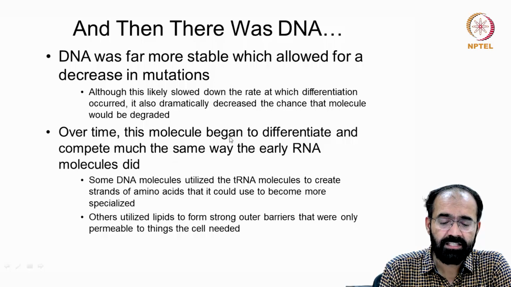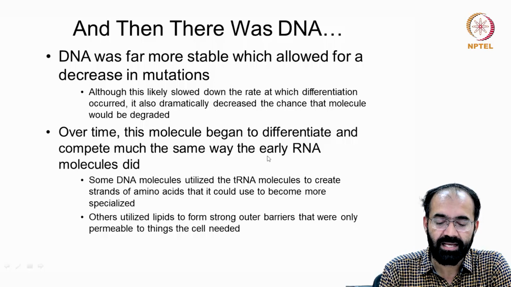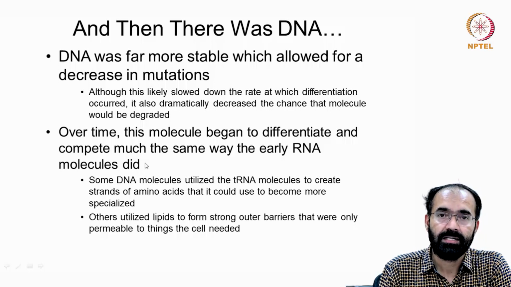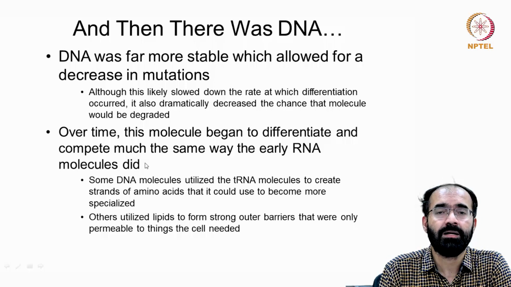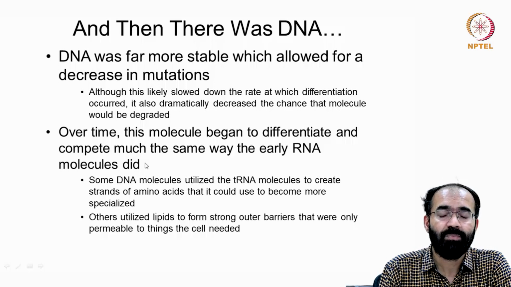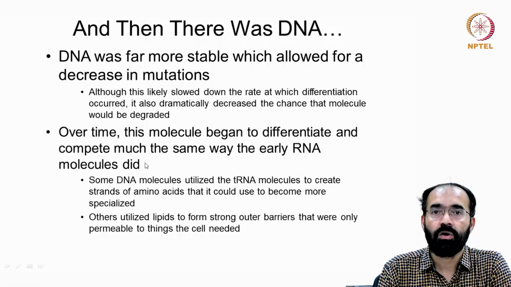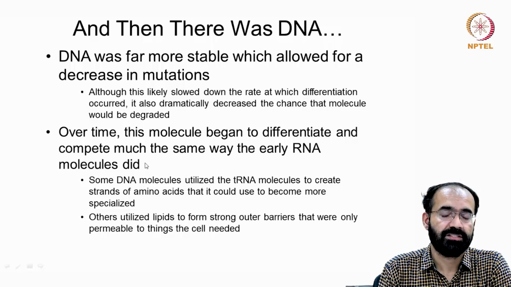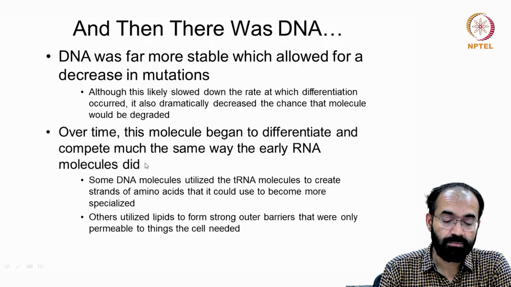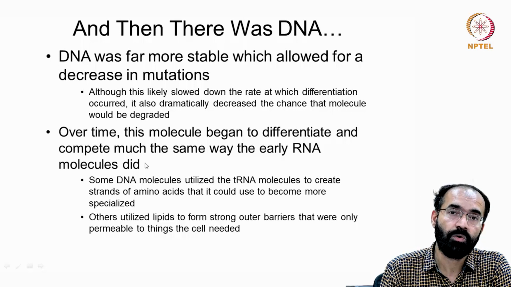Over time, this molecule began to differentiate and compete much the same way the early RNA molecule did. That means you have a DNA, now the RNA got converted into DNA, it is very stable, and it has little ability to evolve. Then, although with less frequency, if there is a change and that change allows some extra features to be present, it becomes a very effective way of evolving in the DNA form itself.